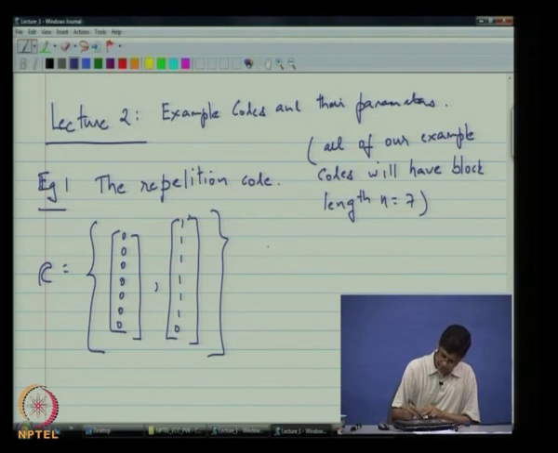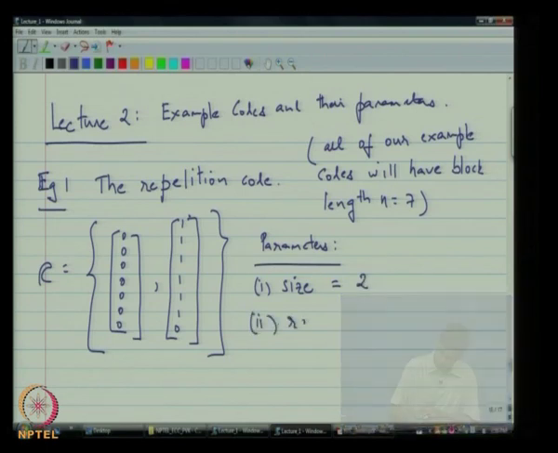So, the size of the code is of course 2. The rate of the code is, remember, log to base 2 of the size of the code divided by n. So, in this case that would be 1 by 7. The third parameter is the block length, but I have already pointed out that all of our example codes will have block length n equal to 7.